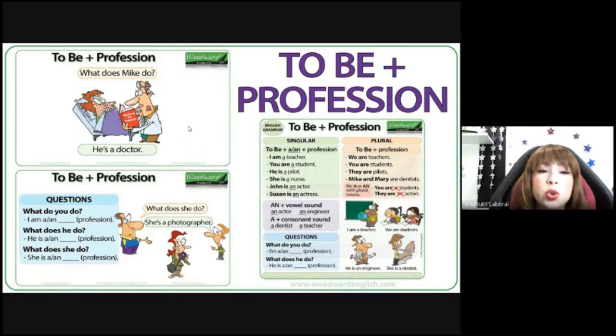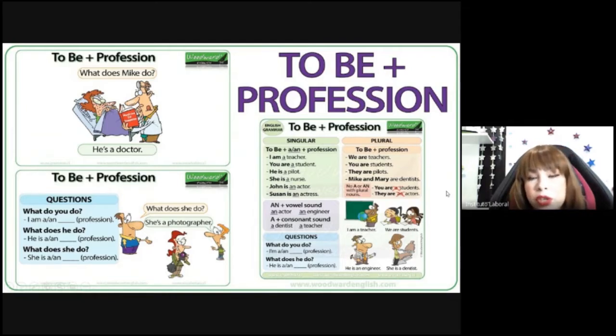What does she do? In the case of a feminine, we have a female here. She is a photographer. Here we have an example of a conversation. What does she do? He is asking the other guy. Then he answered, she is a photographer. Let's check the other chart here.